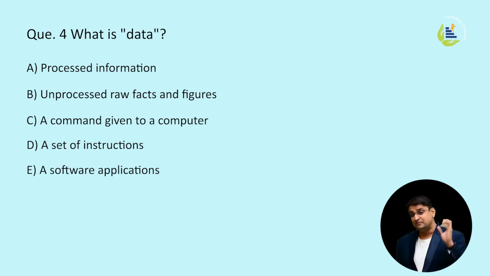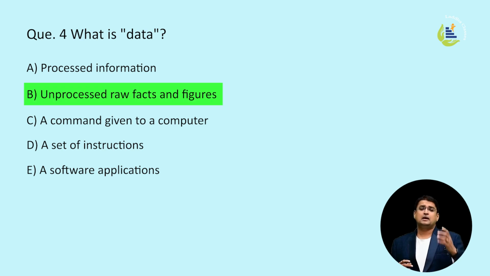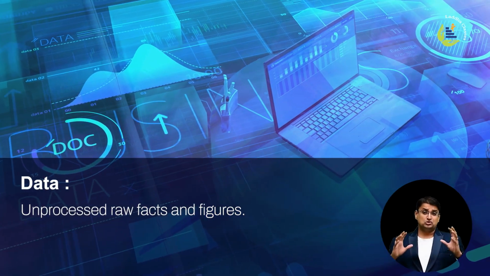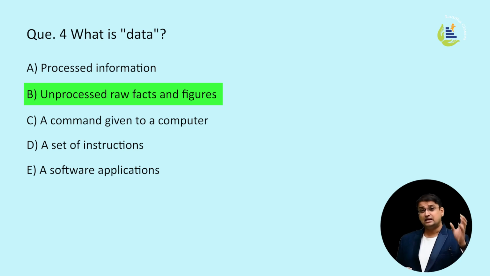Question 4. What is data? Options are processed information, unprocessed raw facts and figures, a command given to a computer, a set of instructions, a software applications. Correct answer option is B, unprocessed raw facts and figures. Because data is raw, unprocessed information that can be used for analysis and processing. The other options refer to processed data or instructions, not raw data.